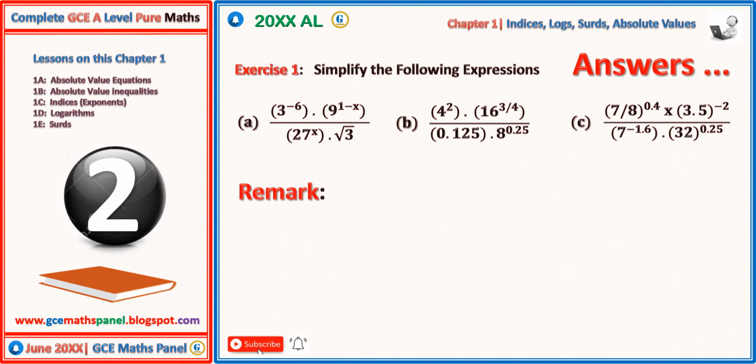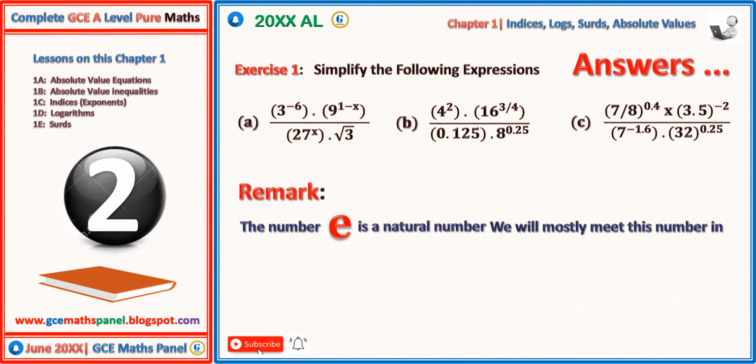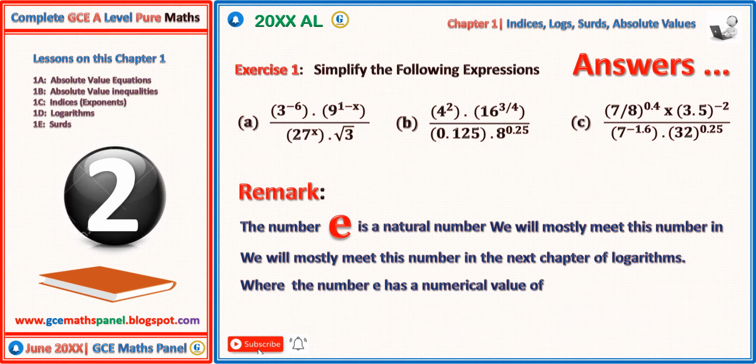Here are some exercises for us to go through, and let us take the following remarks. The number e is a natural number. We will mostly meet this number in the next chapter of logarithms, where the number e is a natural number with a numerical value of 2.718. That is to 3 decimal places or to 4 significant figures. So for exercises, you have to simplify all of these expressions. At the end of this lesson, we have multiple exercises and answers.